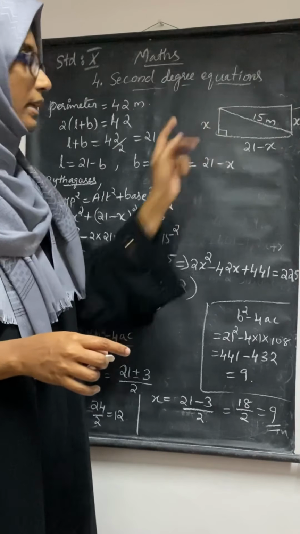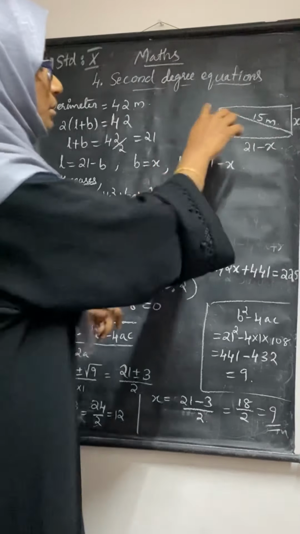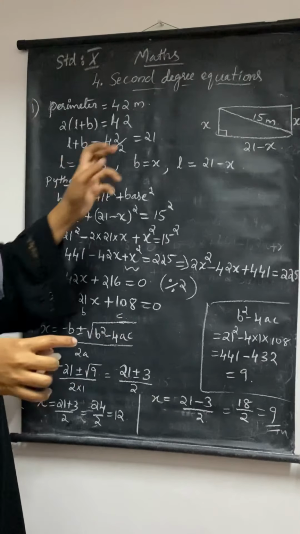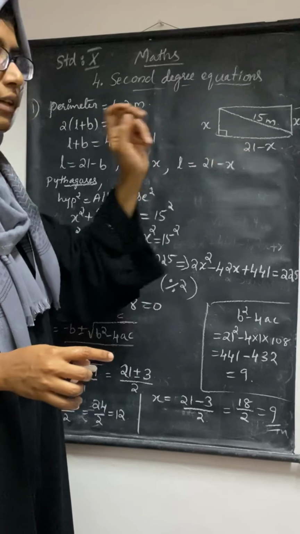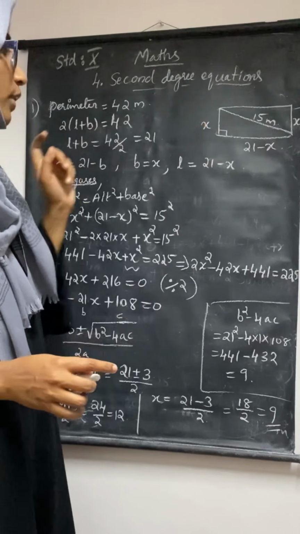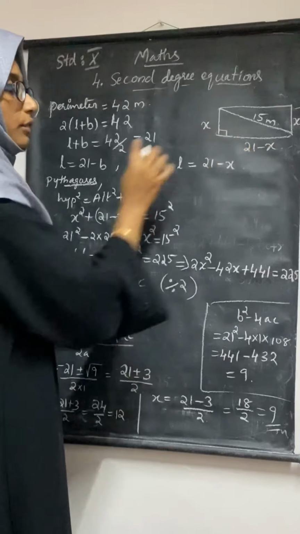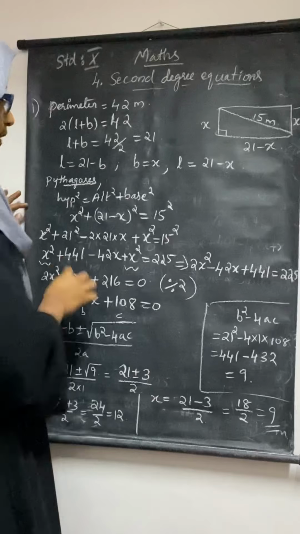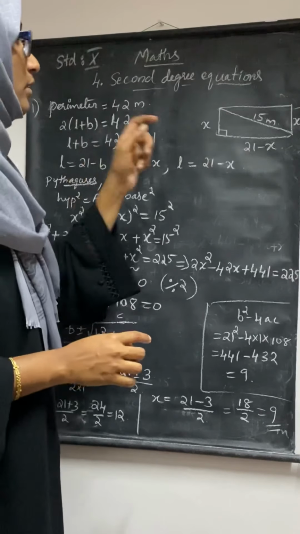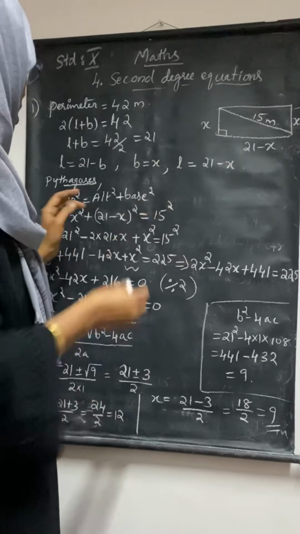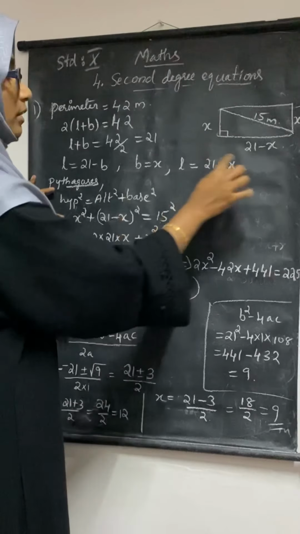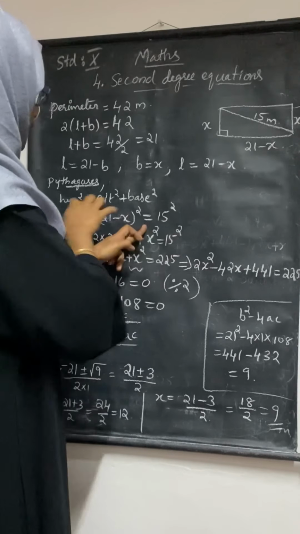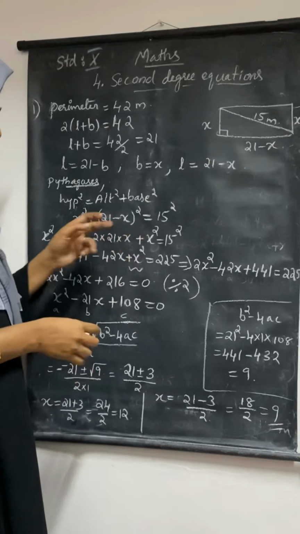Now you can see the diagonal is given, so you have to use that also. That means a right angle triangle is forming here, with hypotenuse, altitude and base. We have to find the sides, breadth and length, so actually we need to find the x value. So we have to use the Pythagoras theorem. Hypotenuse square is equal to altitude square plus base square. The hypotenuse is given, so keep it aside. Altitude is x square, plus base, 21 minus x whole square, is equal to the hypotenuse, 15 square.